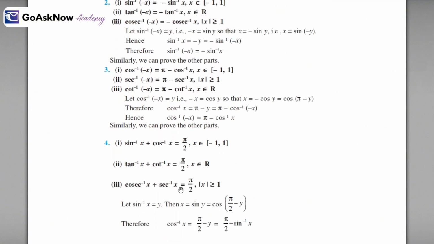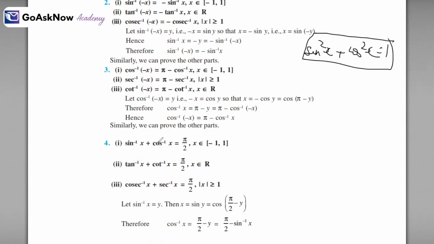The next formula is sine inverse x plus cos inverse x is equal to pi by 2. That's a very important formula. These three formulas are very important. Like you have already seen some identities in trigonometric functions, that sine square x plus cos square x is equal to 1. Similar to that, there are three formulas in the inverse trigonometric functions that you must remember.